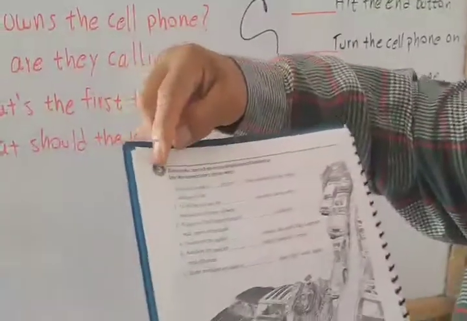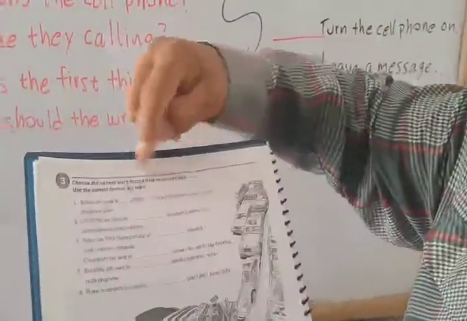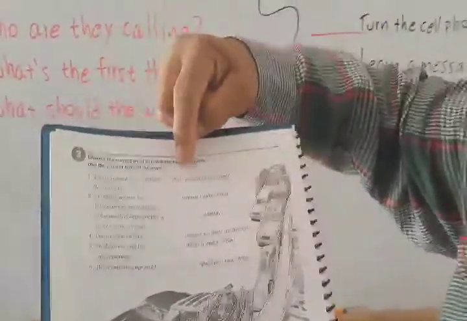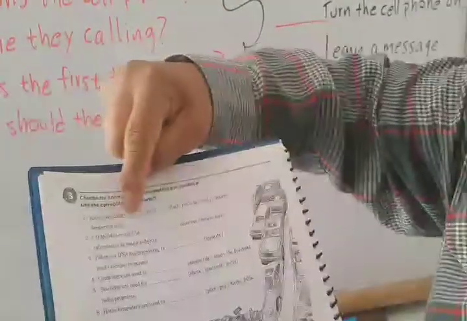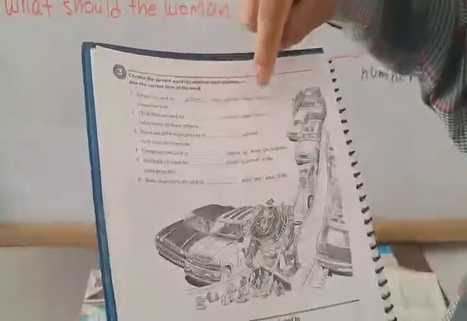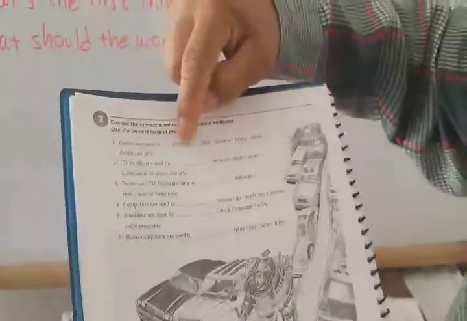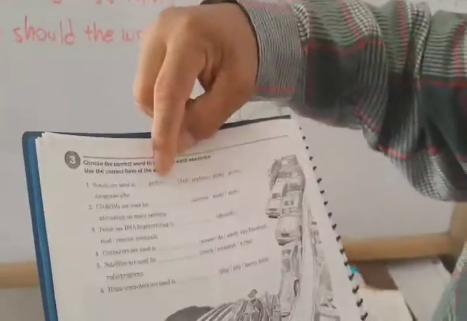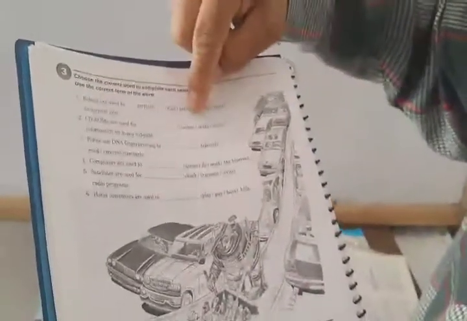The instructions are: choose the correct word to complete each sentence. Use the correct form of the word. Number 1: Robots are used... Los robots son usados para. To is the infinitive: to find, to perform, to study. Many dangerous jobs. These have answered already. For example, are used to perform, not for performing, right?